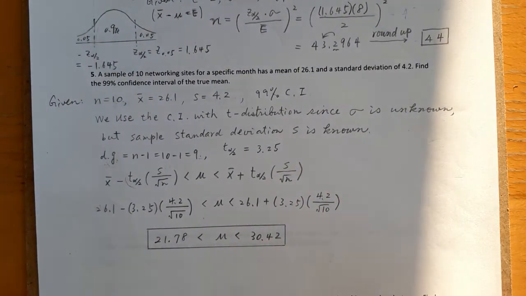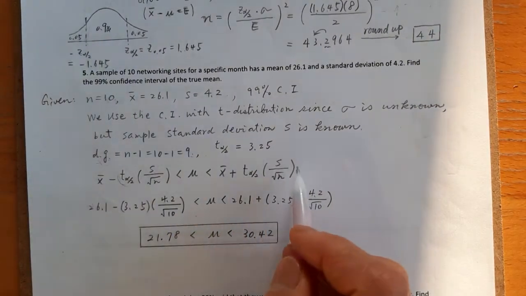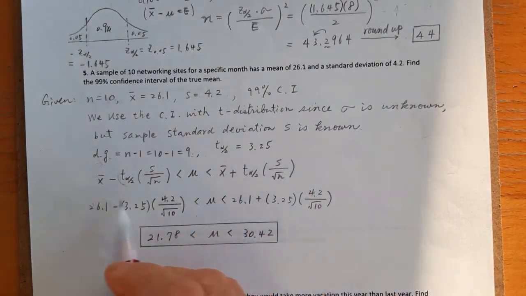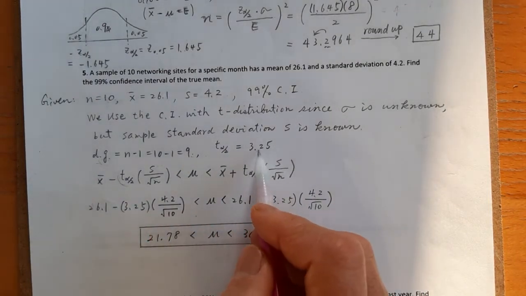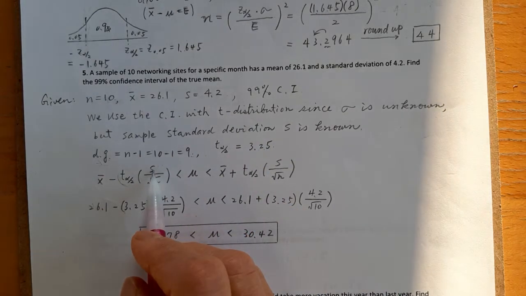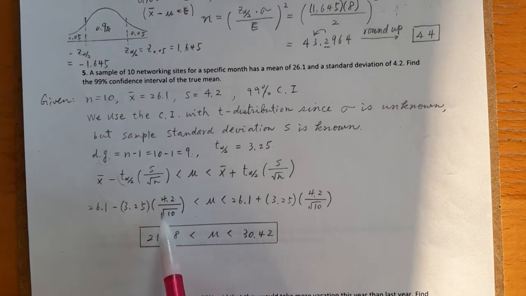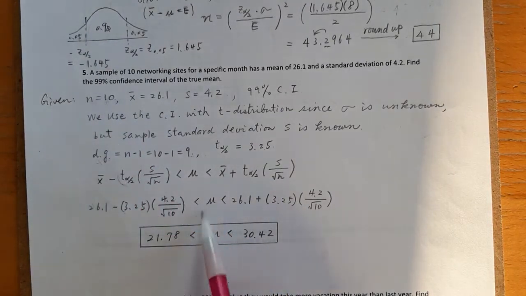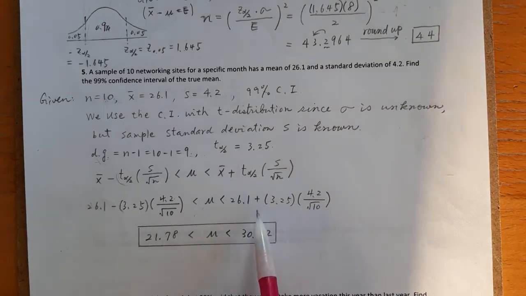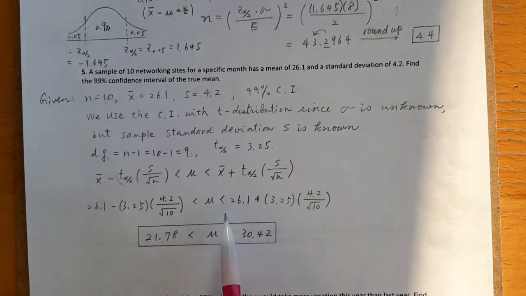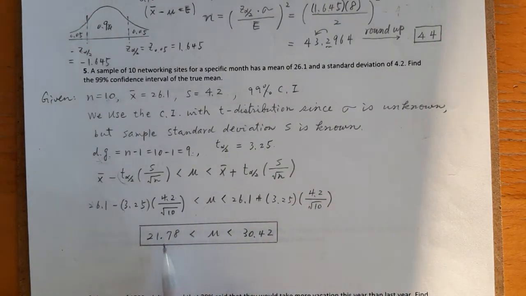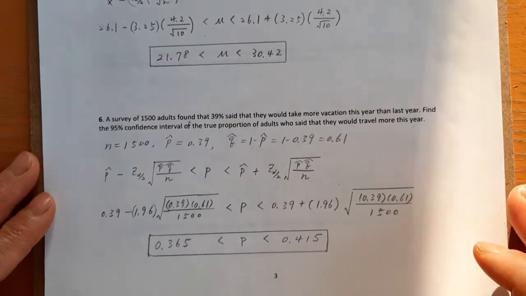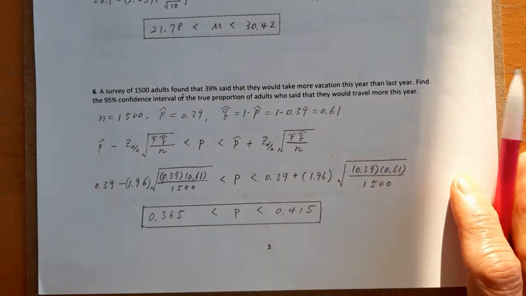This is the confidence interval formula. The sample mean 26.1 minus t, 3.25, times the sample standard deviation s, 4.2, over the square root of n, 10, less than the population mean, less than the other side changed to plus. Using a calculator, you get that it is between 21.78 and 30.42.